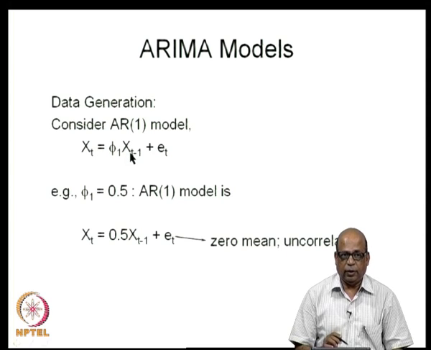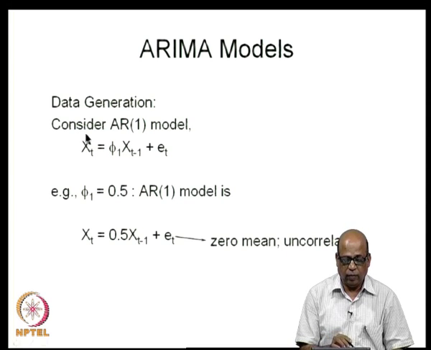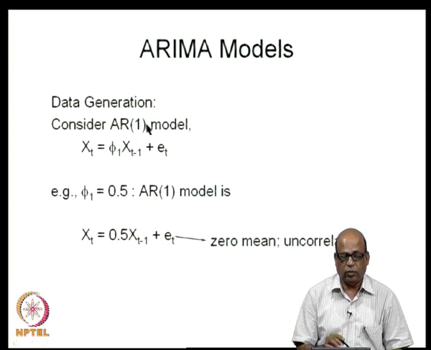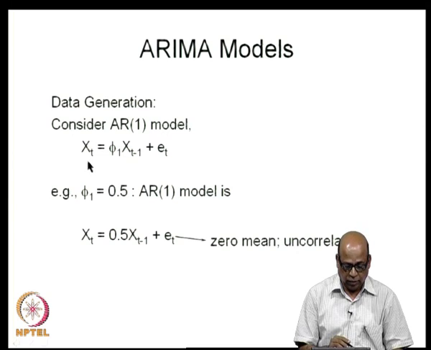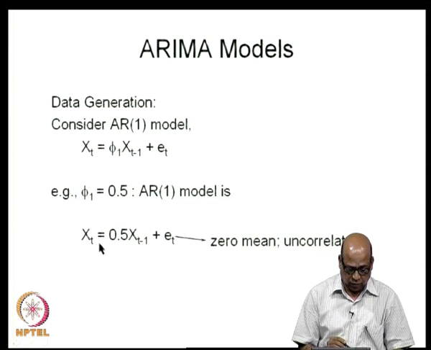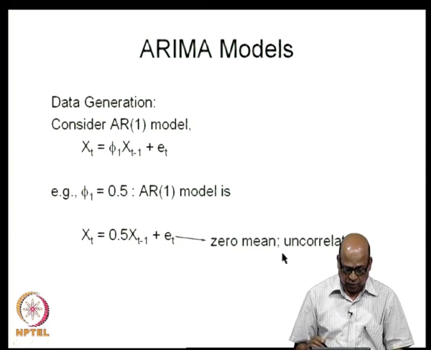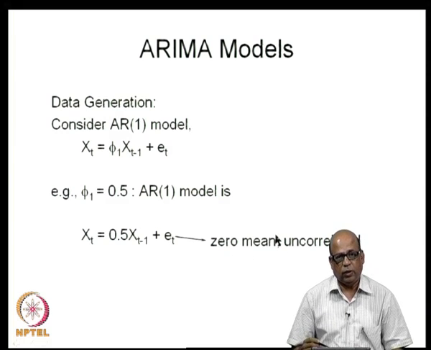on the historical data. So, let us say that we have an AR1 model, that is, an autoregressive model of order 1. We write this as x_t = phi_1 x_{t-1} + E_t. Let us take one simple example where I fix phi_1 as 0.5. We will see how we apply this model. So, I will write this as x_t = 0.5 x_{t-1} + E_t. Now, E_t is a series which has a 0 mean and the series is uncorrelated.